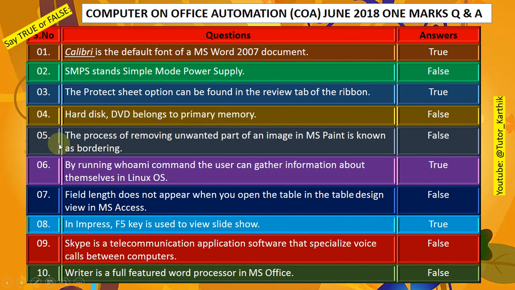Question number 5. The process of removing unwanted part of an image in MS Paint is known as bordering. False. So the unwanted parts we remove, we call that cropping.